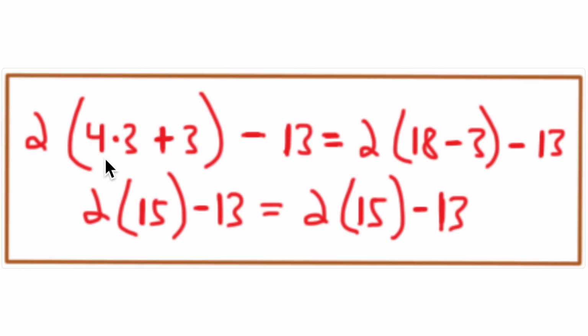Another way to look at groups of things is through multiplication. So 4 groups of 3 things. 4 times 3 is 12. And now you add the 3. That's 15. So now you have 2 times 15 minus this 13 still.